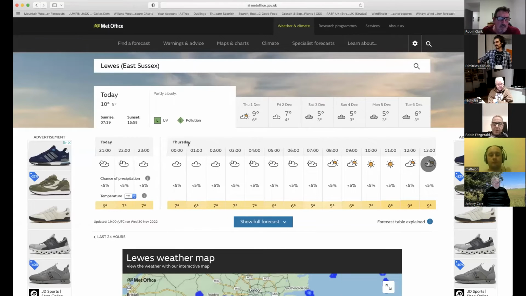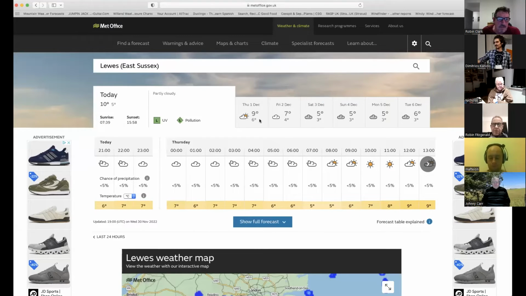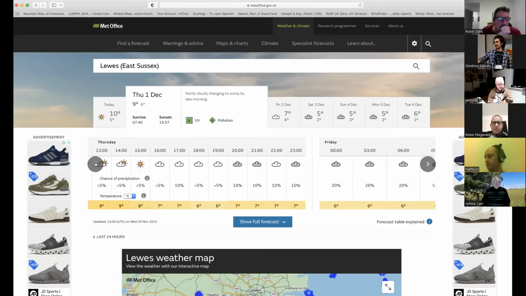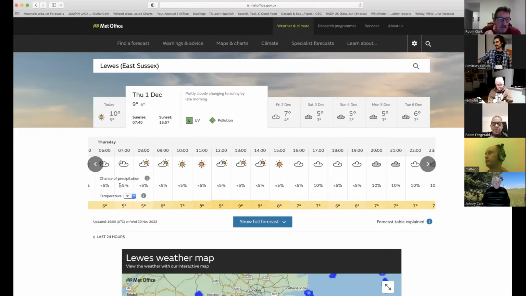Right, so if you can see that now, if you can click on Thursday. So we've got Thursday. Great. Let's scroll along a little bit. Brilliant. And if you do the show full forecast thing in blue in the middle of the screen, show full forecast, yeah, white, that's the one.